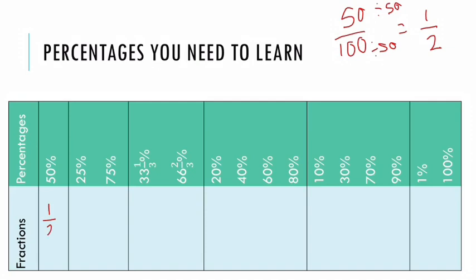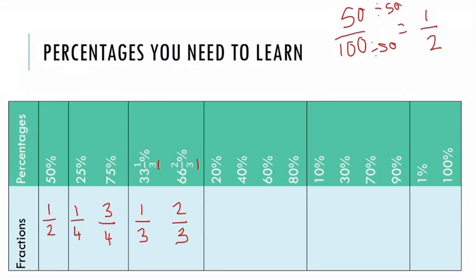So 50% is 1/2. Now by doing the same with 25%, 25 over 100, we can simplify that down to 1 over 4. I've grouped 25% and 75% together because 75% is 3 times 25%, so it is 3/4, 3 over 4. 33 1/3%, well, the clue is in the percentage here. The answer is 1/3. If you put 33 1/3 over 100, it works out as 1/3. 66 2/3% is double 33 1/3, so it is 2/3.